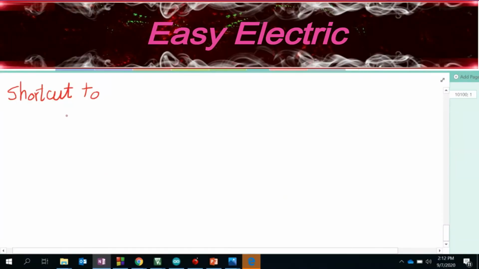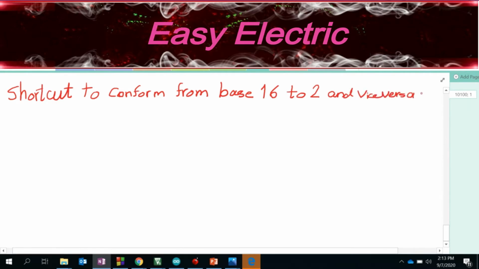The title is shortcut to conform from base 16 to base 2 and vice versa. So that means the opposite of that is right. So you could use this shortcut to move from 2 to 16 and also 16 to 2. So let's actually have one example for that.